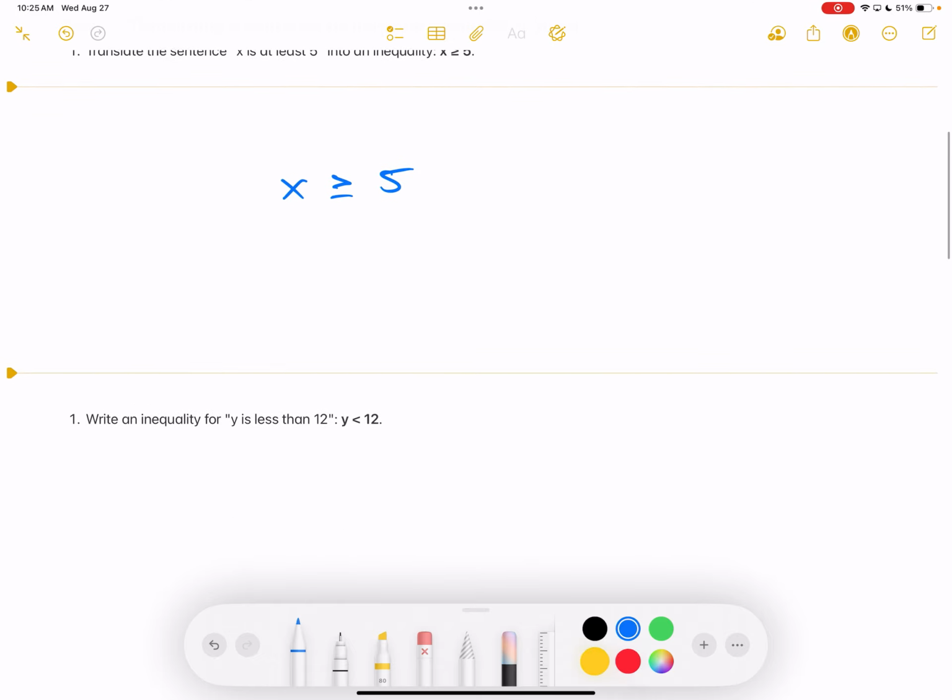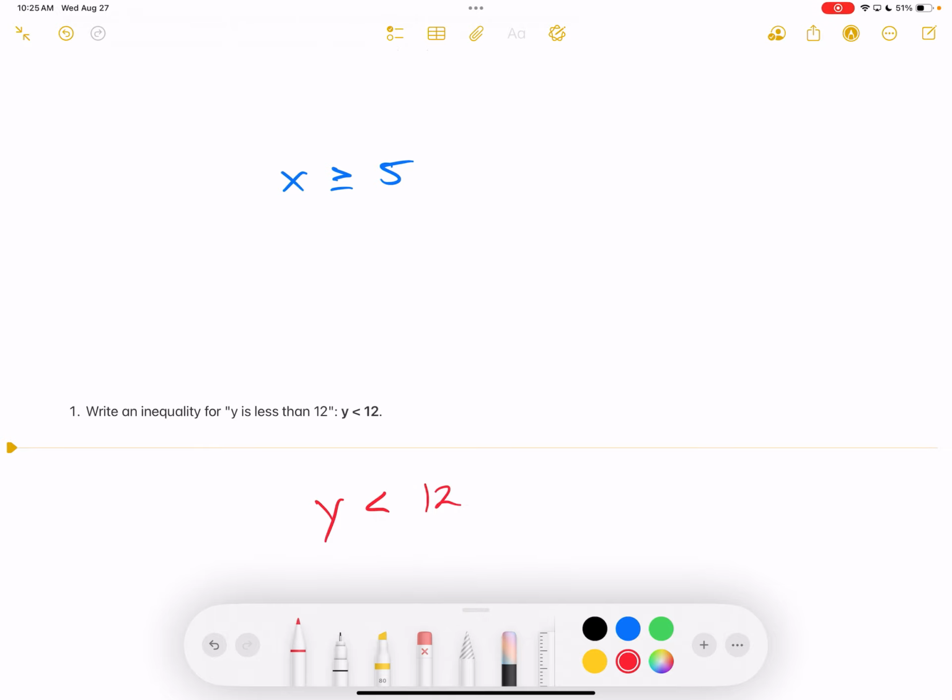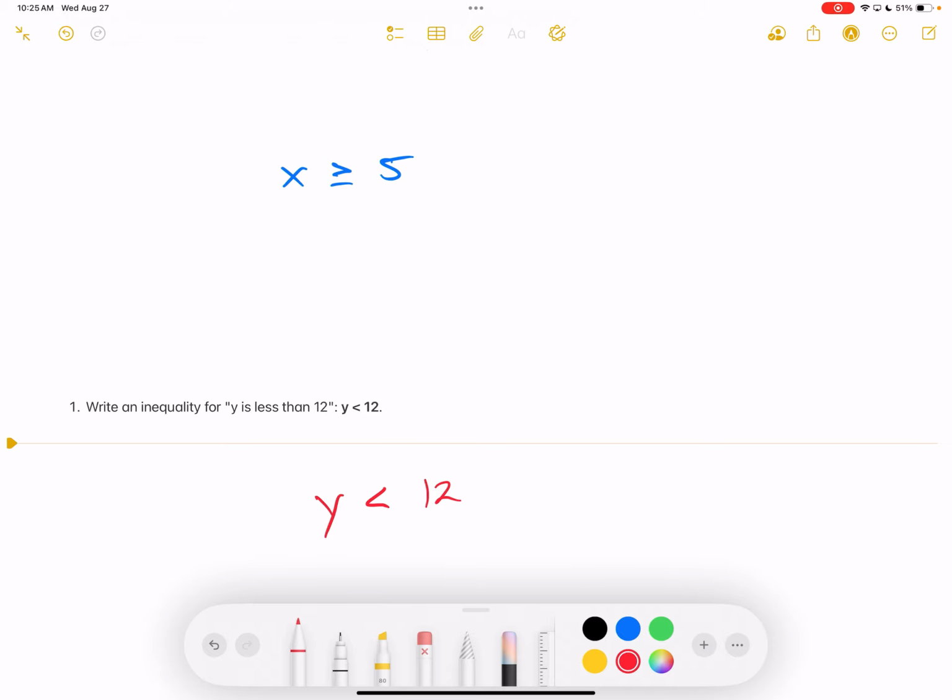Y is less than 12. That one, they start us off easy here. Y is less than 12, so you do the less than symbol, 12. It is not less than or equal to. That means it doesn't equal 12. It goes up to 12. So y is less than 12.